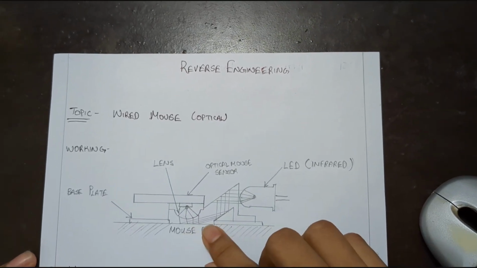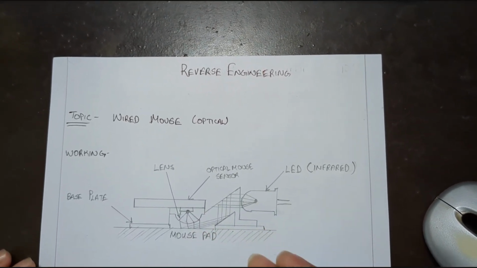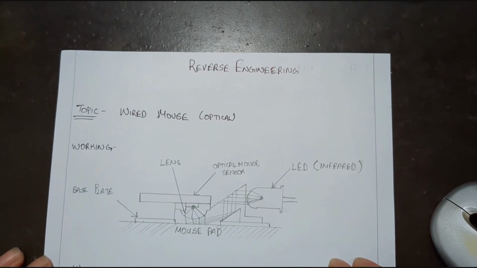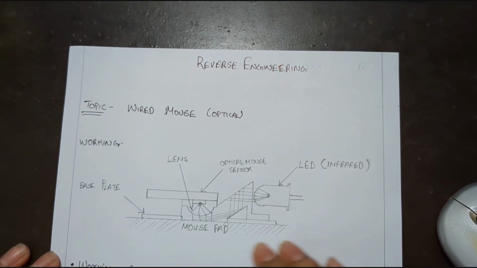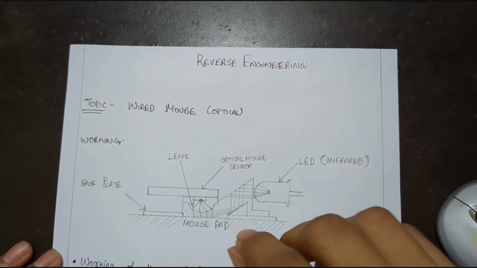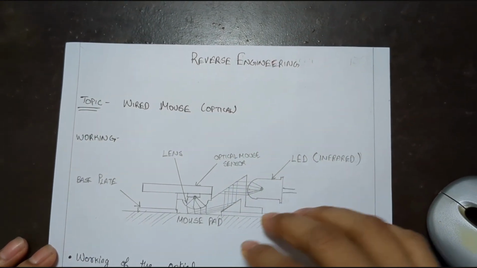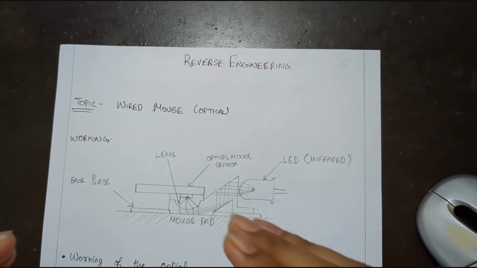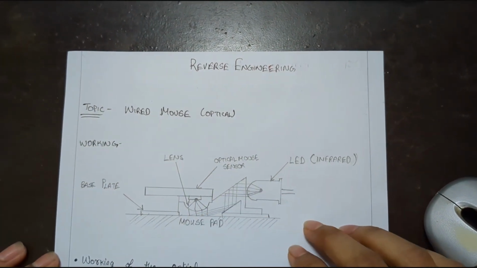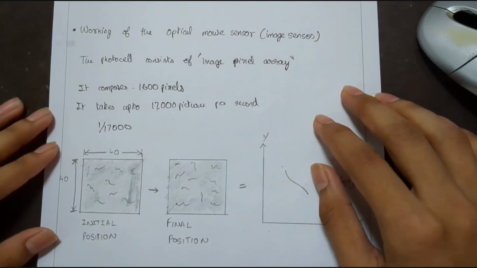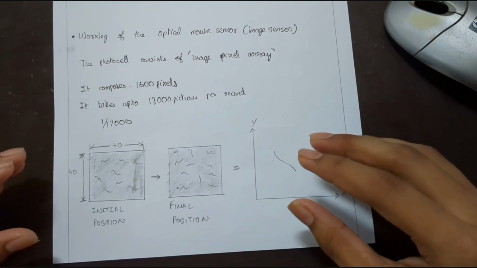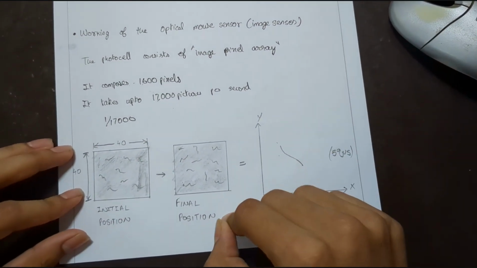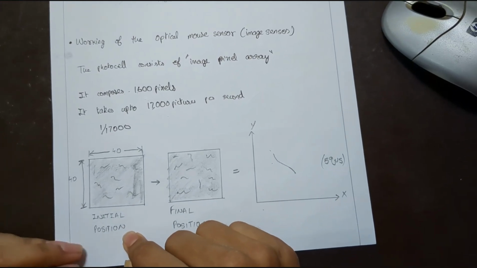Now, if these ridges were missing, moreover, if we use the mouse on a glass surface or a smooth surface, it wouldn't function because the ridges are what is required for the motion to be sensed by this sensor. Now, the working of the optical mouse sensor is basically by taking a final photo and comparing it to the initial photo.